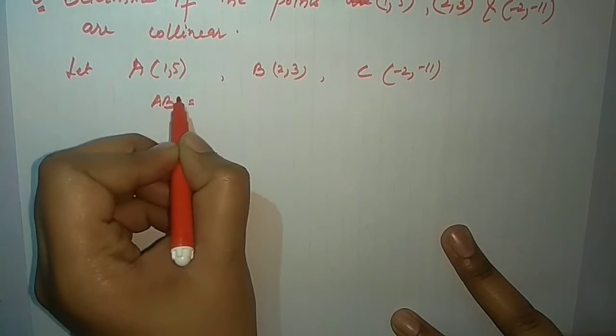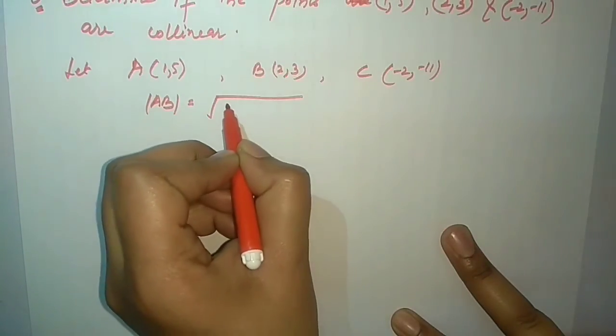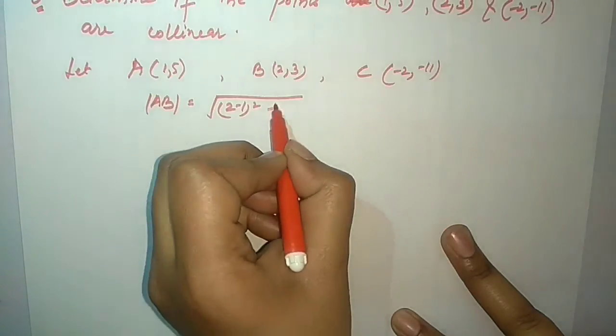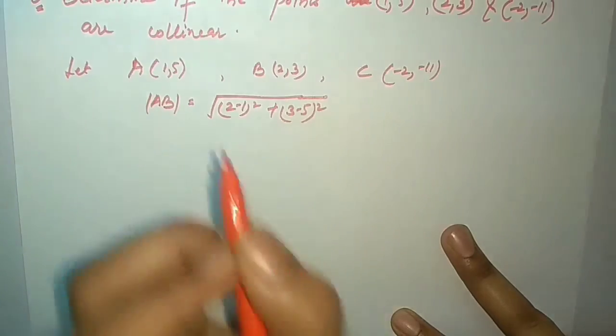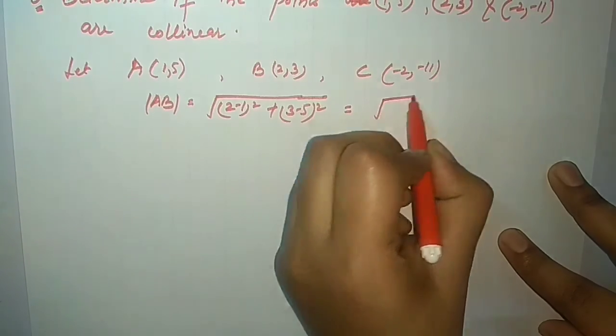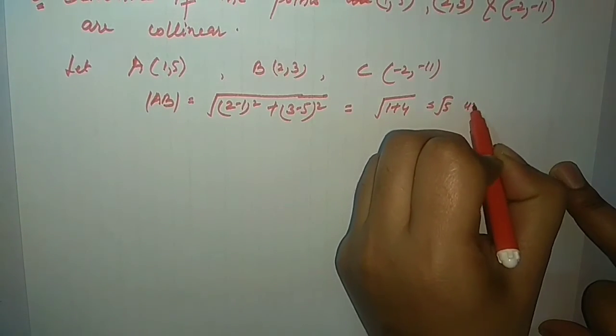Now first find the distance AB, which we know how to find. That is root of 2 minus 1 whole square, and 3 minus 5 whole square, that is y2 minus y1 whole square. Now after solving we get root of 1 plus 4, that is root 5 units.